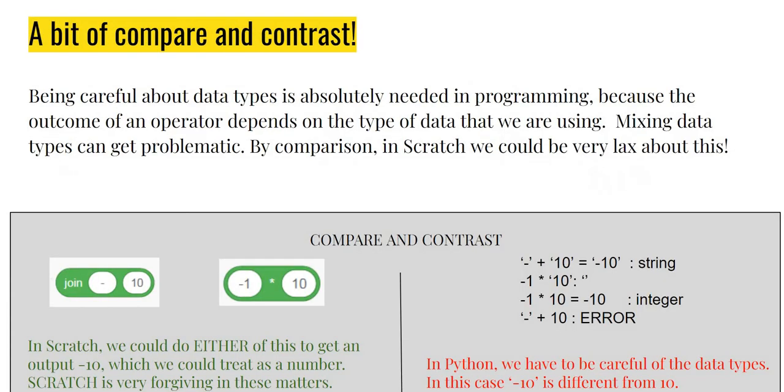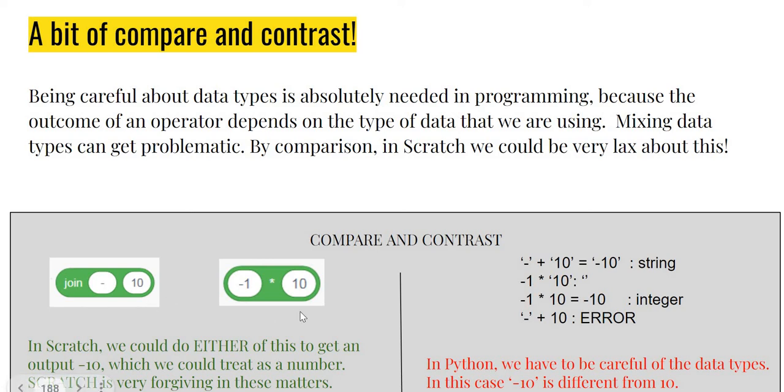A little bit of compare and contrast is in order here. A lot of you have come from a Scratch background where we could be quite lax about what we are doing, right? We could do lots of things. One specific example, which I remember from students' projects, is that in order to get, for example, minus 10 from 10, a lot of students would do join minus and 10, right? Now, I would advocate using minus 1 times 10, and students would sometimes argue with me, well, it's the same output. I'm getting minus 10 here, I'm getting minus 10 here. And indeed, Scratch would treat it in a very forgiving manner. It says, all right, it's fine, I'll treat this as minus 10.